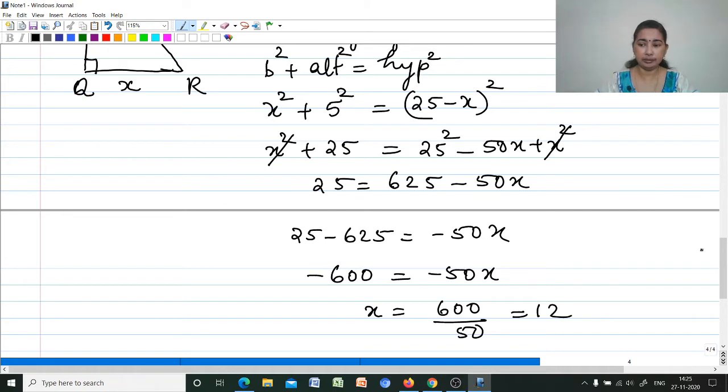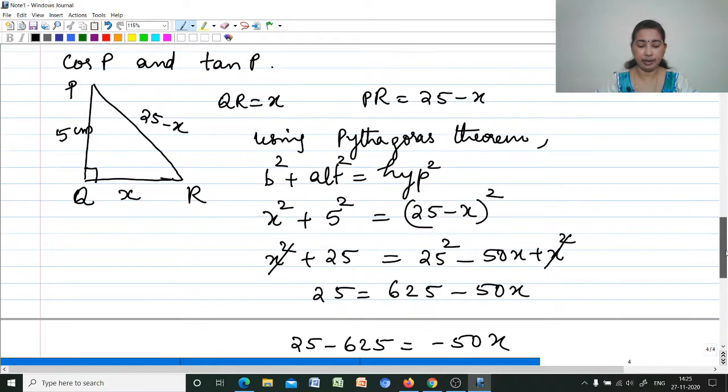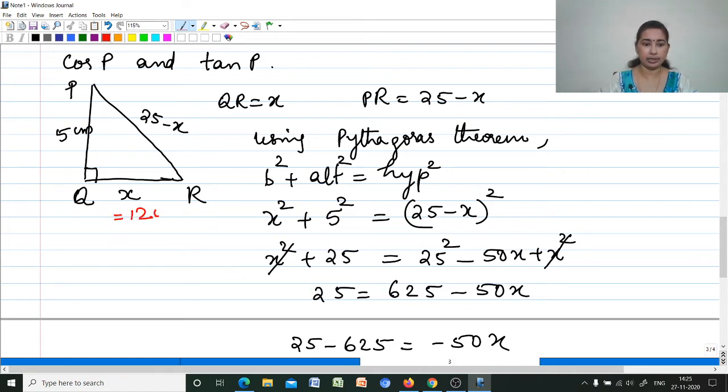So, what are the sides of this triangle? X we got as 12. So, this side we are getting as 12. This side is equal to 12 centimeter. So, what about PR? PR is equal to 25 minus 12, which is equal to 13 centimeter.